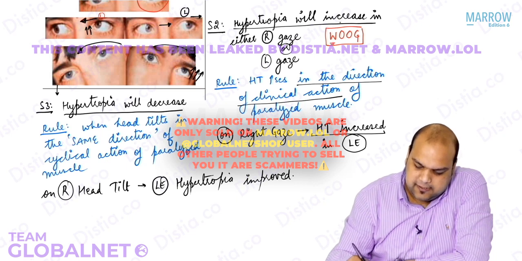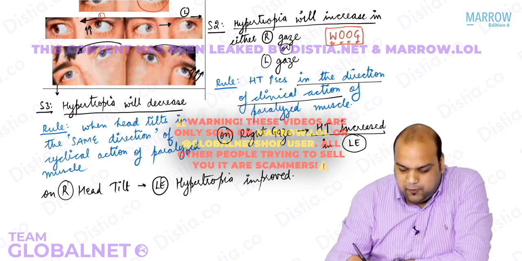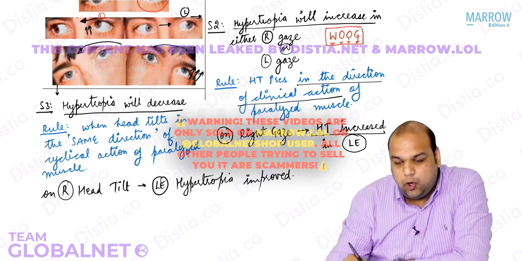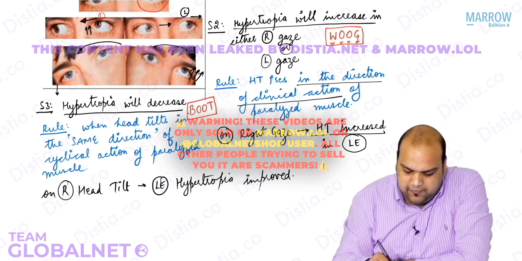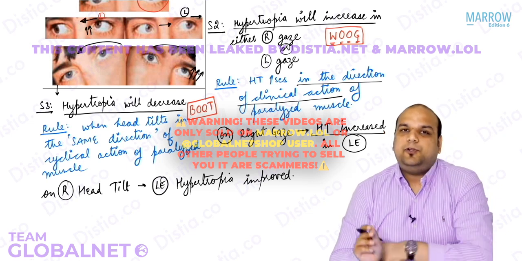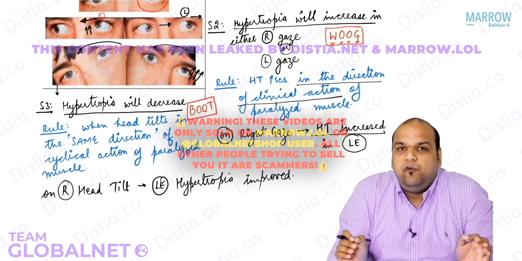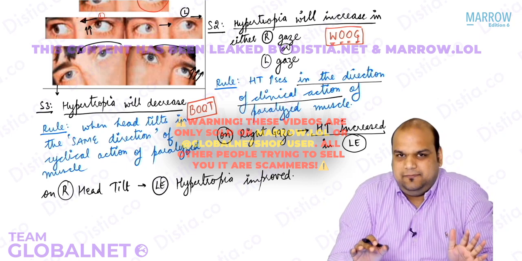Hypertropia is worse or increases on opposite gaze. Okay. Hypertropia increases, worse on opposite gaze. And step 3, boot: hypertropia will become better on opposite tilt. Okay. So for superior oblique, it is very easy. You remember VOOG and boot. Worse on opposite gaze, better on opposite tilt.